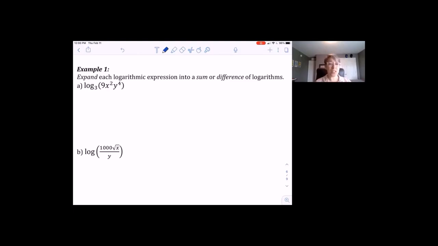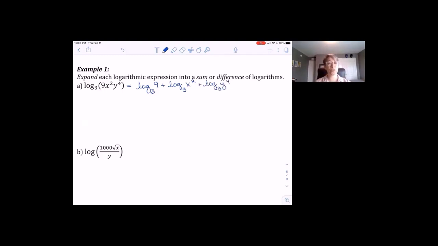So you may notice that in our argument, we have multiplication, 9 times x squared times y to the fourth. When we are multiplying like bases, we add exponents. So we can split up this logarithm as log base 3 of 9 plus log base 3 of x squared plus log base 3 of y to the fourth. And we really don't want those exponents there either.